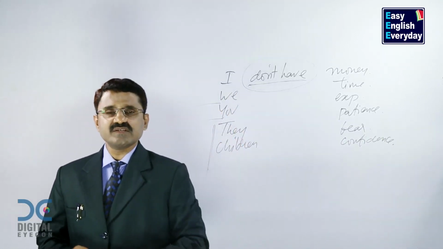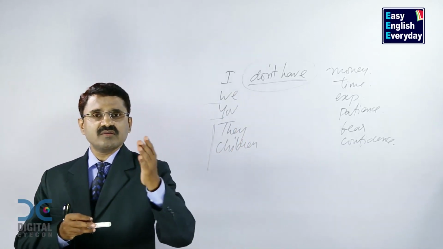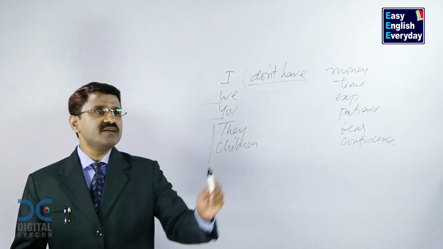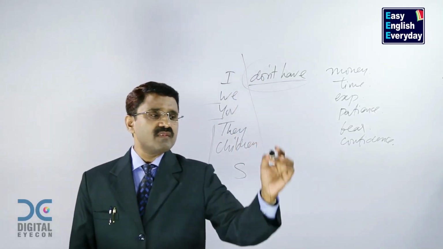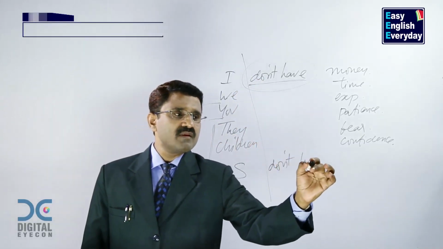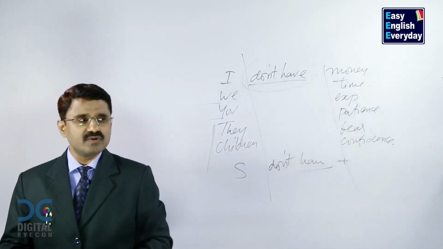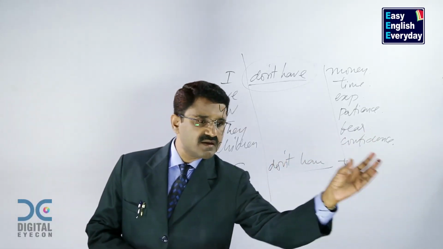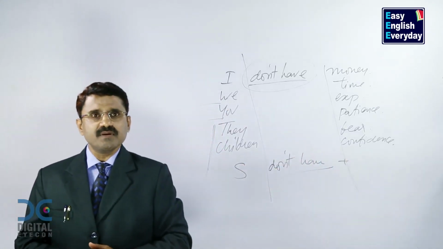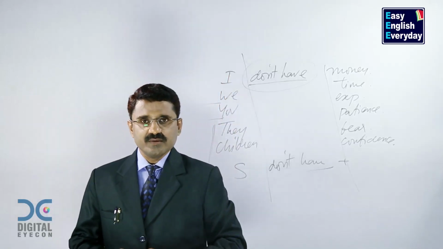So this type of sentences is used when you want to tell that so and so item is not there with people. How to make sentences? Take any one subject among these five, then keep don't have here as it is, then keep adding nouns, as many nouns as possible. So these nouns indicate possessions. If you keep don't have here, it indicates that this item is not there with these people. So this is the way of making sentences with do form verbs.